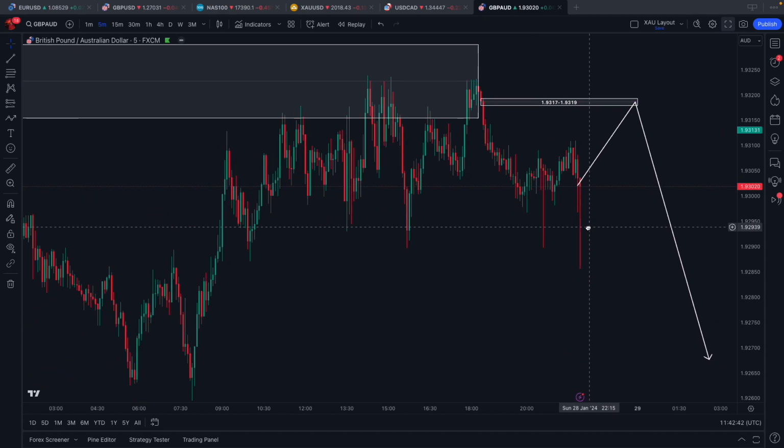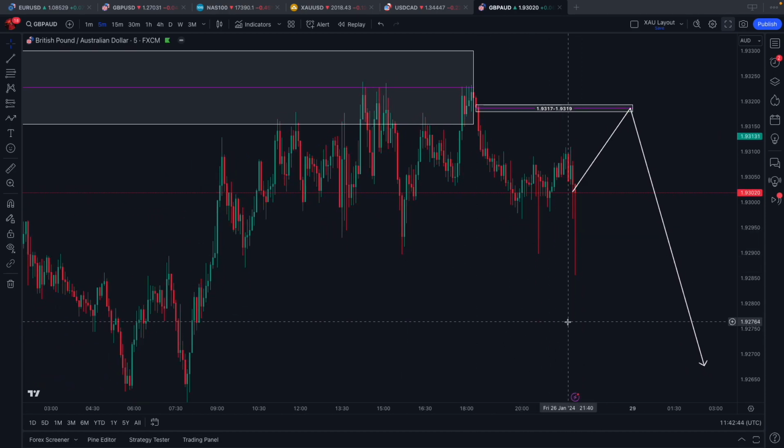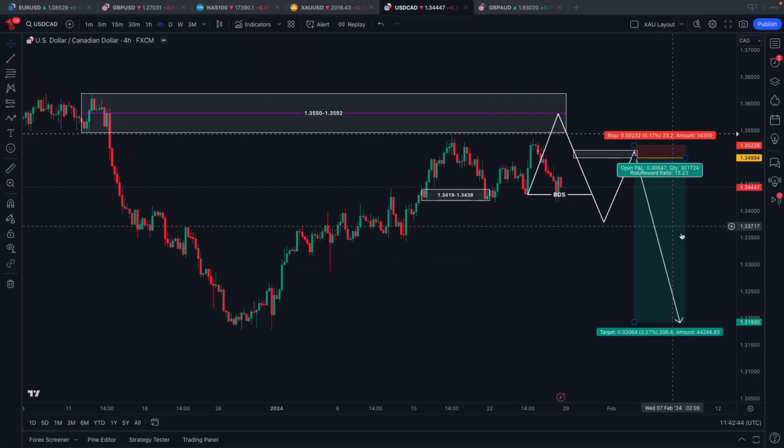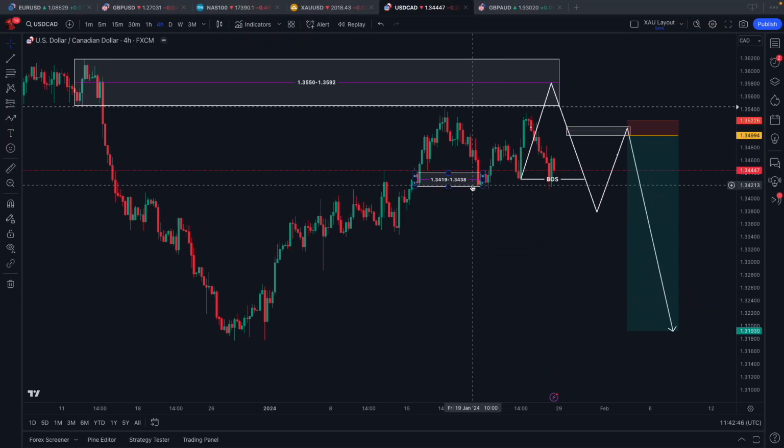And this is where we'd be looking to take part in short positions on the Great British Pound to the Australian dollar market. Okay, now moving over to US dollar CAD. Last week, I predicted that we were going to see price push up from this area. We have seen price push up over the course of this last week, which is brilliant.